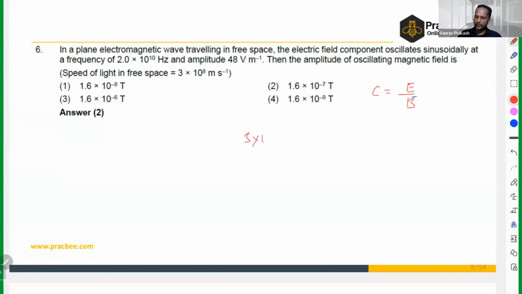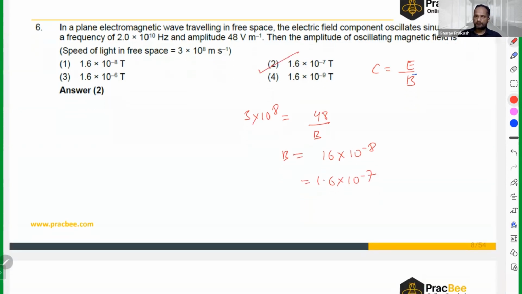So this is 3 into 10 to the power 8, and the electric field is 48, and we have B here. So B is like 16 into 10 to the power minus 8, which is like 1.6 into 10 to the power minus 7. So second is the correct answer.